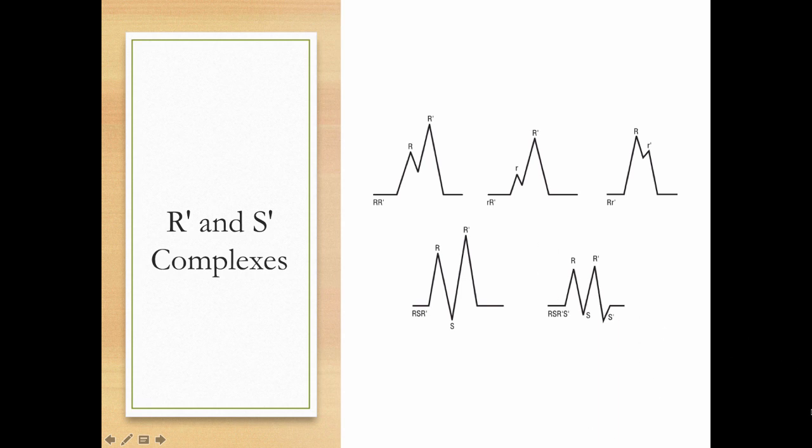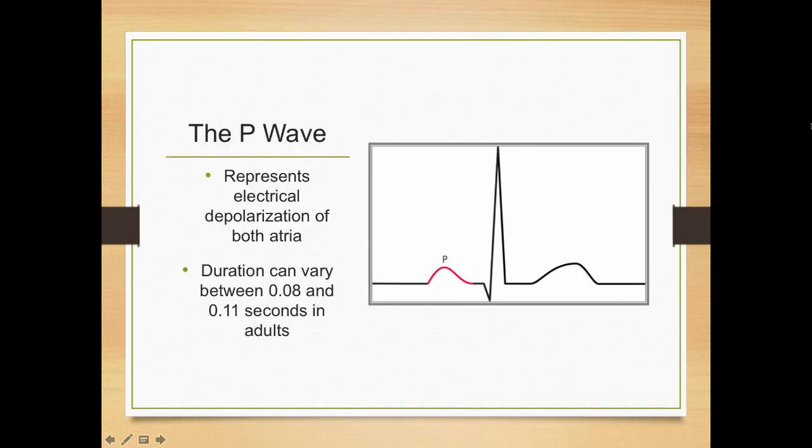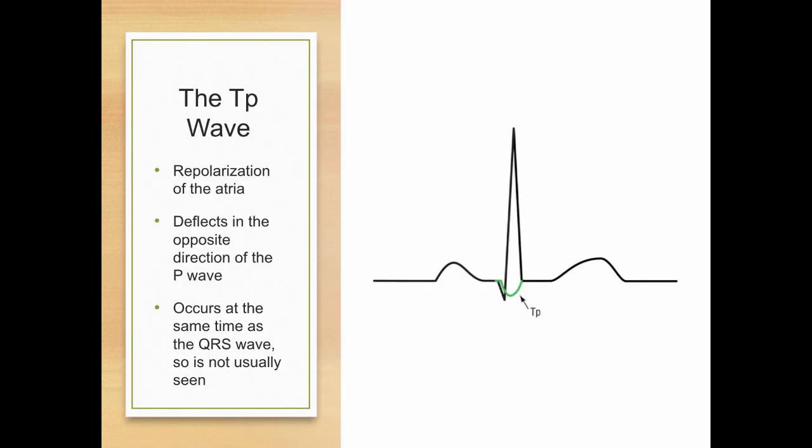That guy's dead. Moving backwards a little bit, we've got the P wave, and this is depolarization of both atria. The P wave itself, we're not talking about the PR interval, we're just talking about the P wave itself, start to finish, 0.08 to 0.11 seconds.